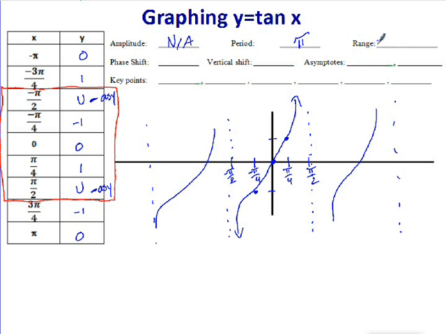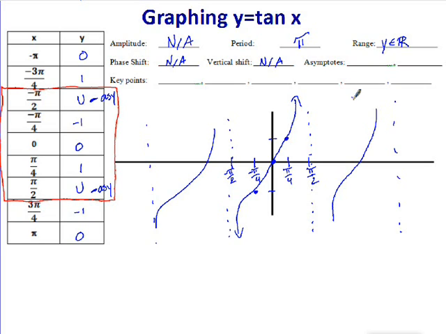Range. Well, this side of the graph goes up forever, and this side of the graph goes down forever. So the range of tangent is all real numbers. This is the symbol for y as an element of the real numbers. If you want to write from negative infinity to positive infinity, that would be fine as well, because this graph has all real numbers as a range. This is the parent function, so there is no phase shift, there is no vertical shift, but we'll talk about how to find those when they occur. It's very similar to what we did with sine and cosine.